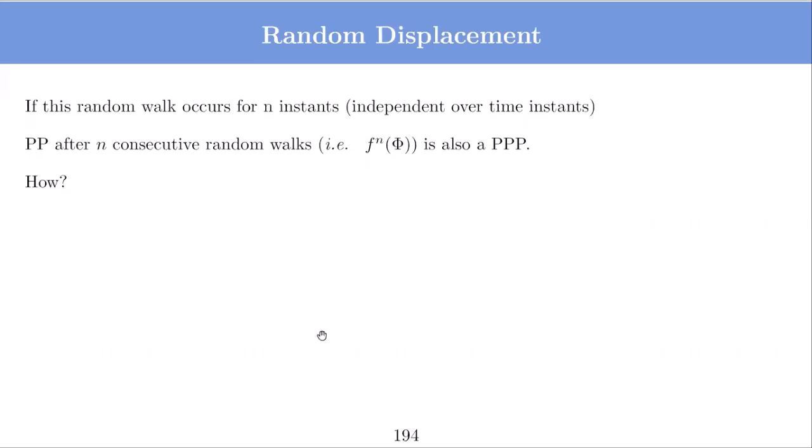Suppose you assume the mobile devices are a PPP and users are moving in the space independently. Then at the next time step also, the points will look like a Poisson point process. So the PPP has this nice property which we have seen: the superposition of PPPs is also a PPP, the thinning is a PPP, and the displacement is also a PPP.